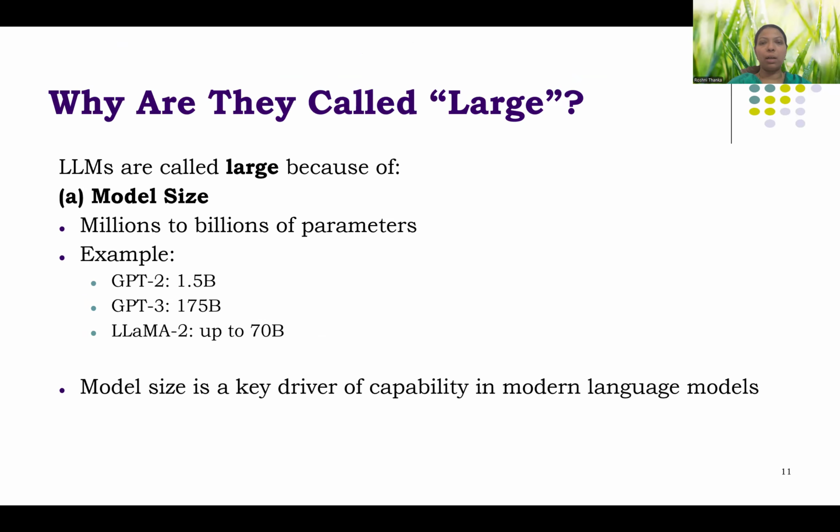So why is it called large? As I told, the model size is very big. In GPT-2, it is trained with 1.5 billion parameters. In GPT-3, it is trained with 175 billion parameters. If you see Llama, it is trained up to 70 billion. So this is how the model is trained with a massive amount of parameters. That's why we call it large. So the model size is also a key capability for this model to perform better.